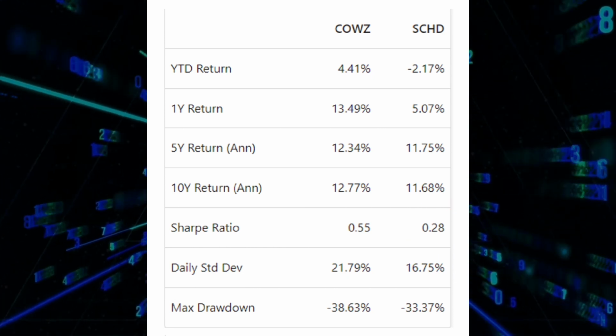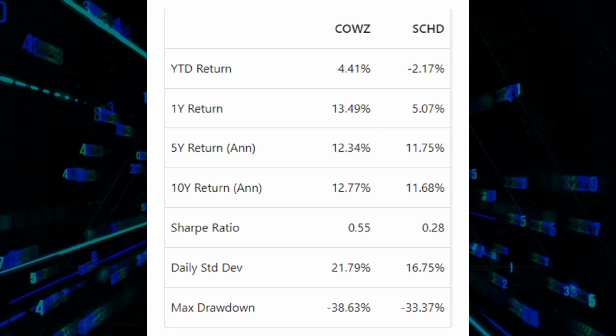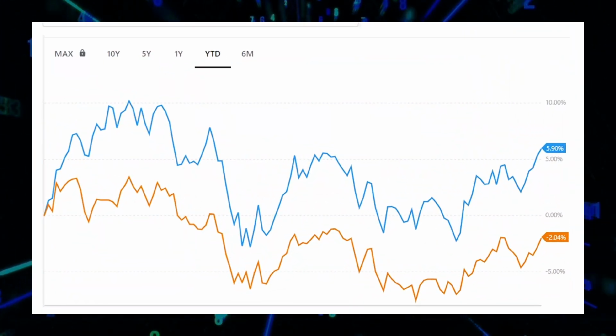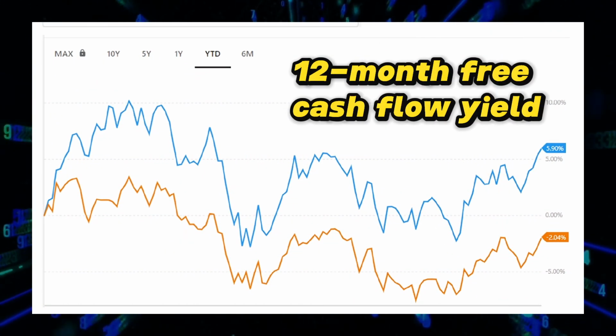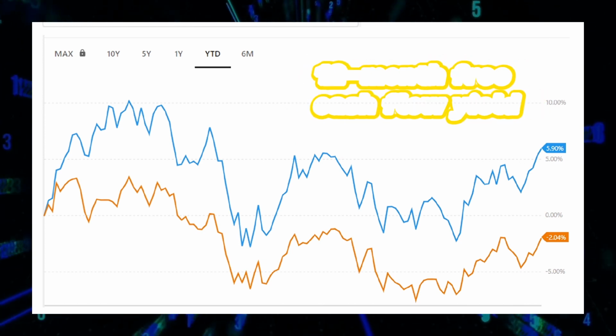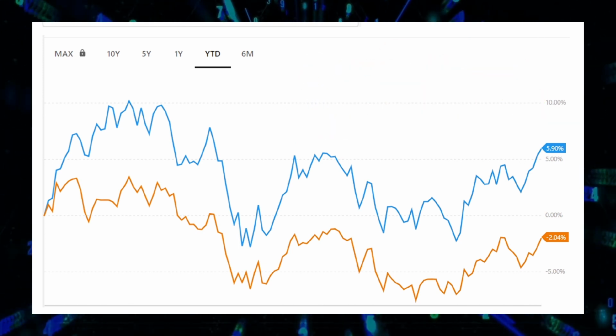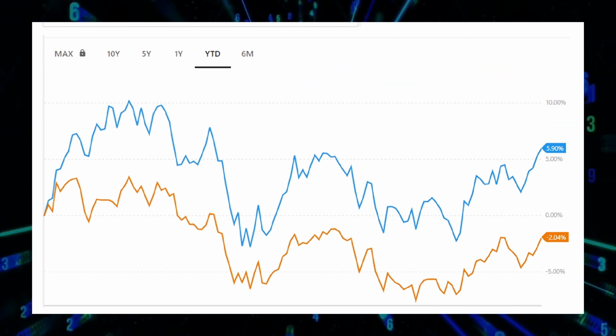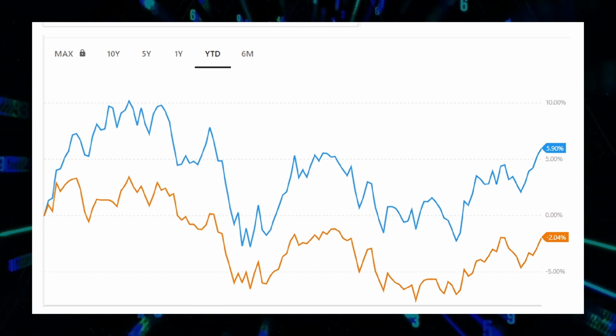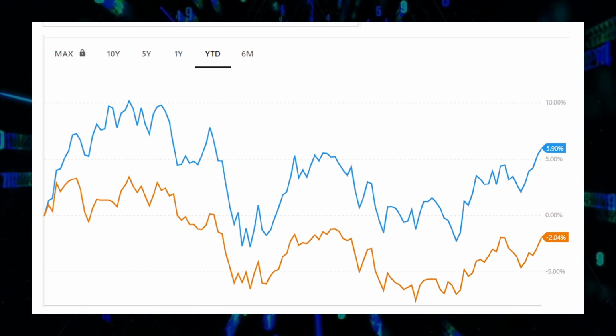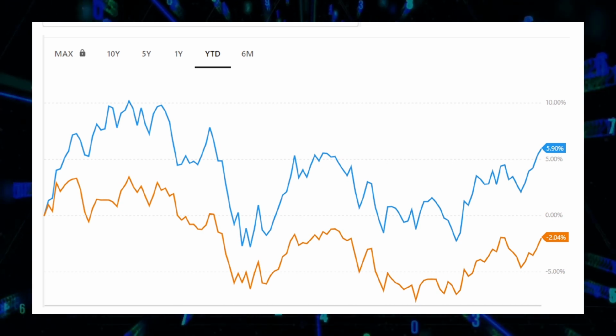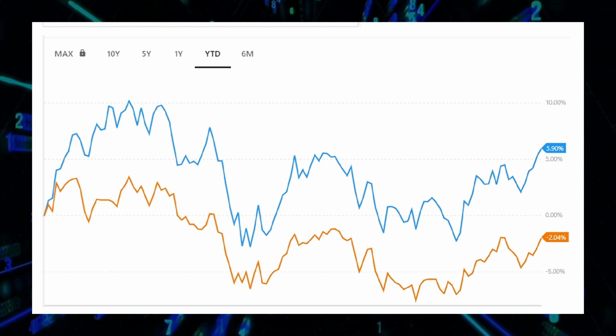With all the promising results, there are also a few issues to consider. The COWZ ETF uses trailing 12-month free cash flow yield instead of forward-looking data, which can lead to overweighting cyclical sectors like energy even after their free cash flow yield declines. In addition, the fund's quarterly rebalancing results in relatively high turnover, potentially affecting the consistency of its dividend yield.